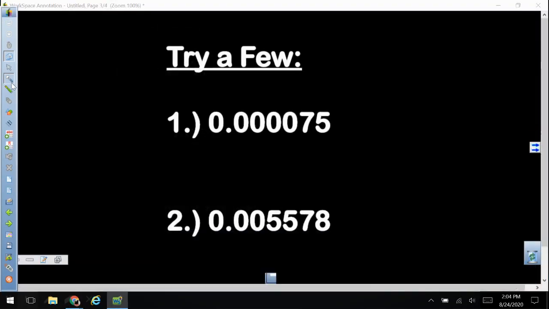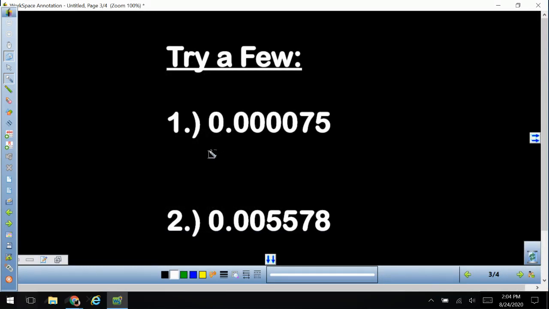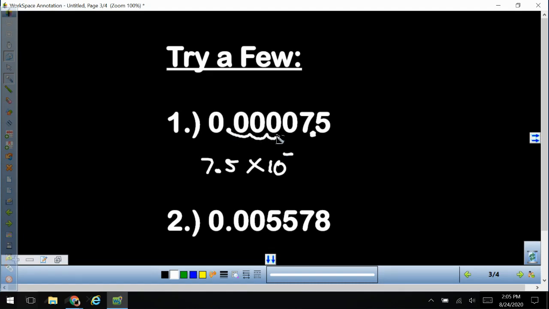All right. So here's my decimal, and I need to move it behind the very first number greater than 0. So it's going to move between the 7 and the 5, and that is my new coefficient, 7.5. Always write your times 10. And because this number is small, I already know my exponent is going to be negative. But what is this number going to be? Well, how many times did I move the decimal? 1, 2, 3, 4, 5. My answer is 7.5 times 10 to the negative 5th.